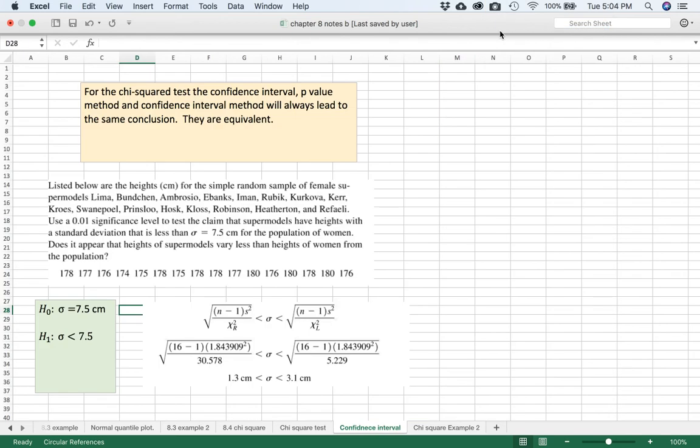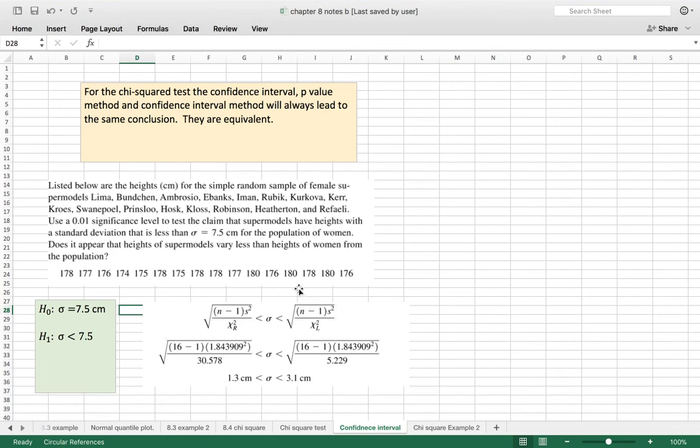Now I do want to take just a minute to show you that you can reach the same conclusion using a confidence interval with chi-squared. You do need both the left and the right critical number, and you need your degrees of freedom and your sample standard deviation. You can see how they created the left and right bound of this confidence interval with these formulas here, and that we got a confidence interval for this same problem of 1.3 centimeters to 3.1 centimeters.